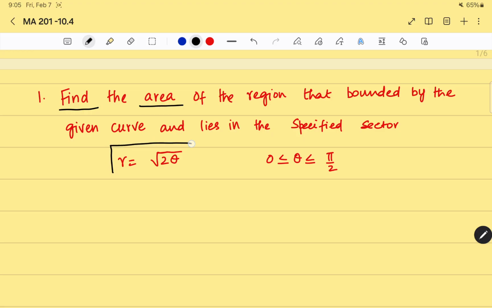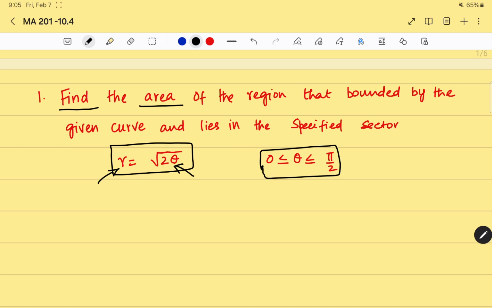What type of curve is given? A polar curve is given. How is it a polar curve? Because there is an r and there is a theta. So we are going to find the area of the polar curve r equals the square root of 2 theta, with 2 and theta both inside the square root, and theta lies between 0 and pi by 2.